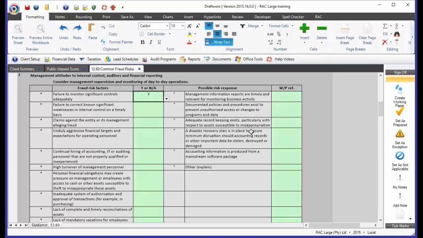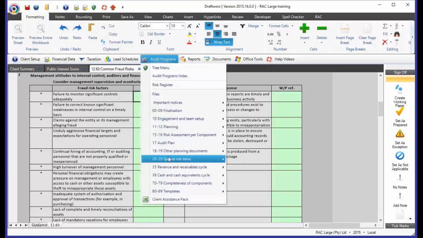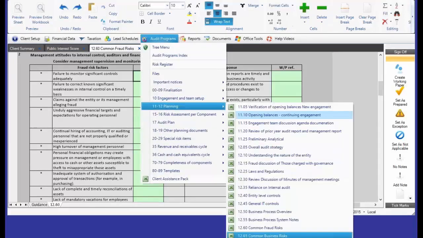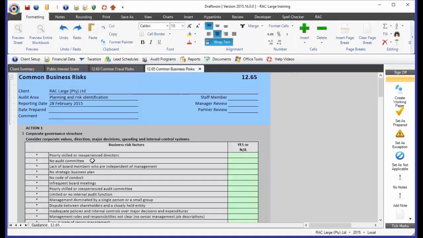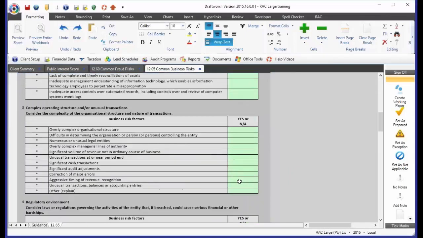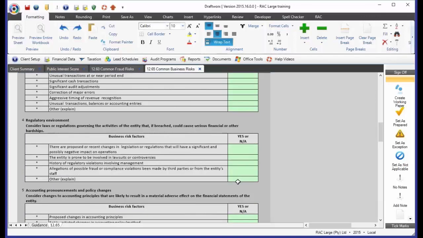But as I say, it's not a compulsory document, and if you like, you can probably just delete the document or just mark it as not applicable. It's just guidance, just some additional information. If I have a look at 12.65, it's very much the same. In this case, all we're doing is just listing the risks, and you say whether or not each risk is applicable. A lot of ideas, but again, it's not a compulsory document. Use it at your discretion and as you feel is appropriate to your audit.